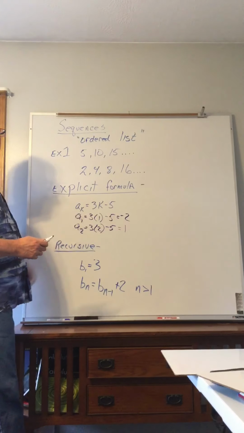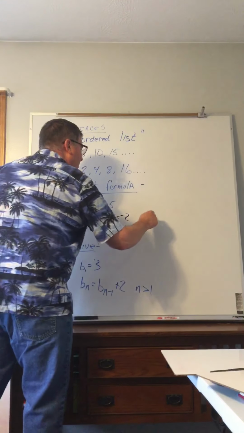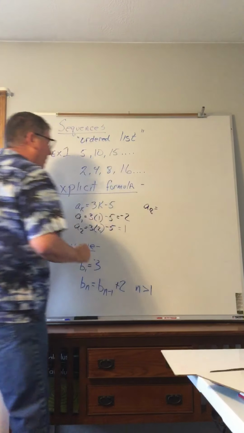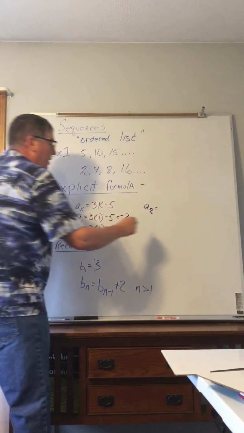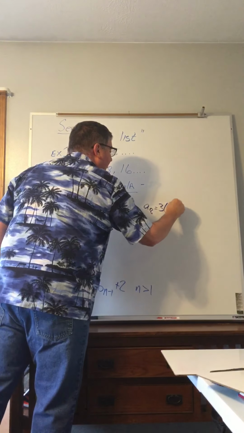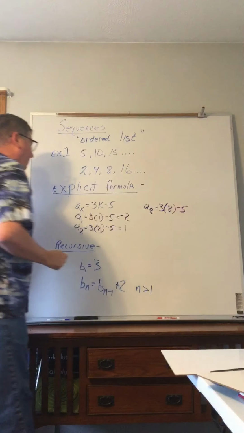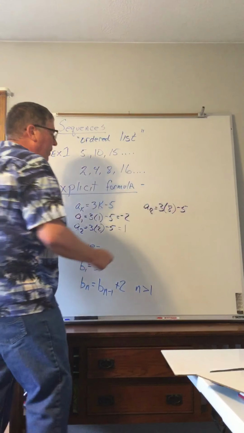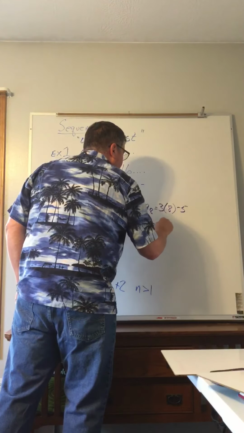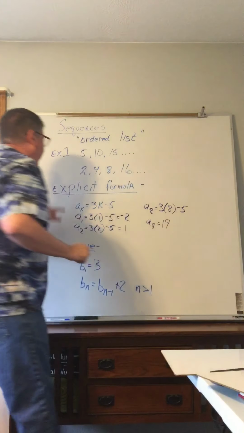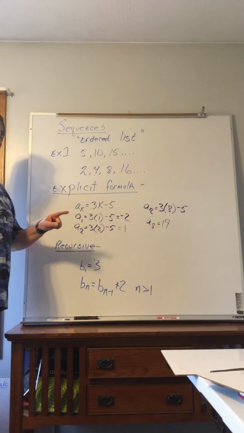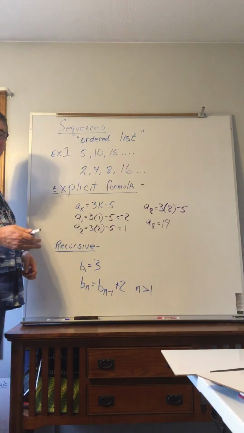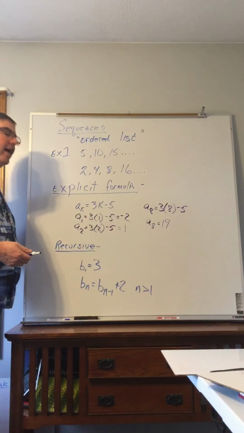Now, the reason this is explicit: say I want the 8th term. If I want the 8th term, then I put in 3 times 8 minus 5. So 24 minus 5 would be 19. So the 8th term is 19. Explicit because I can easily find the 100th term. 3 times 100 is 300, minus 5 would be 295.